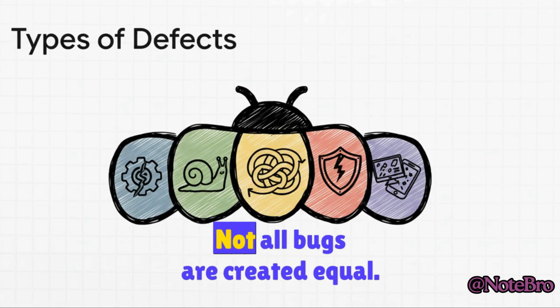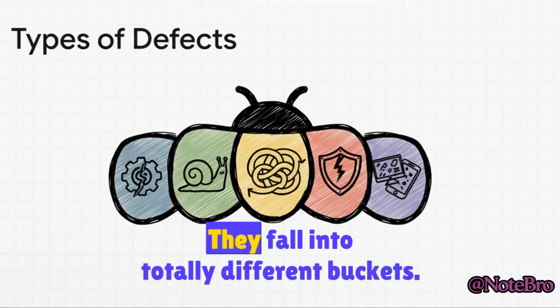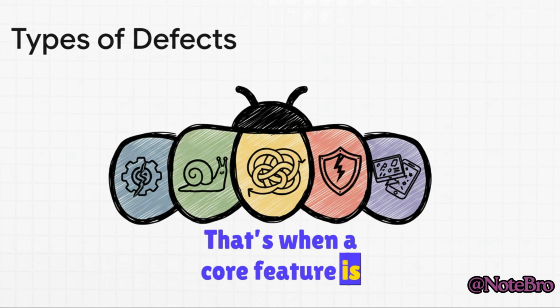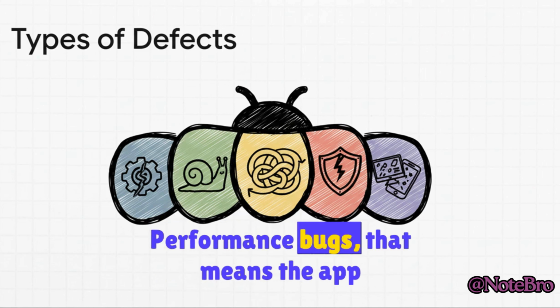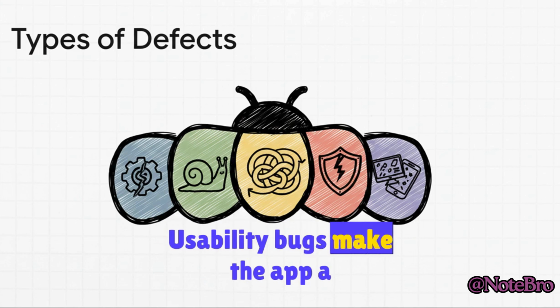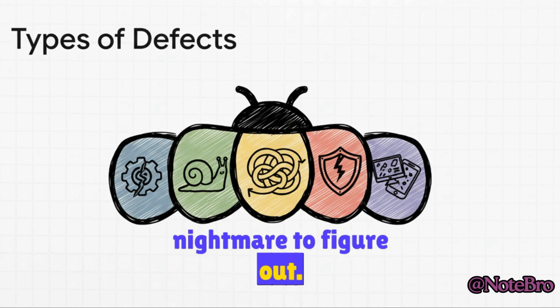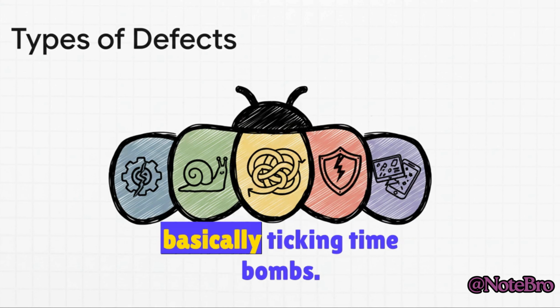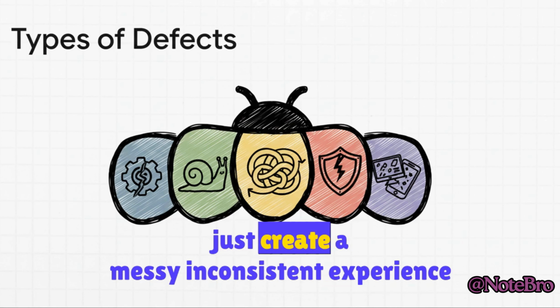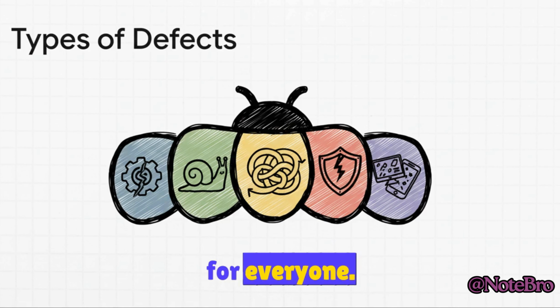And here's the thing, not all bugs are created equal. They fall into totally different buckets. You've got your functional bugs, that's when a core feature is just plain broken. Performance bugs, that means the app is just painfully slow. Usability bugs make the app a nightmare to figure out. And security bugs, well, those are basically ticking time bombs. And of course, compatibility bugs, which just create a messy, inconsistent experience for everyone.